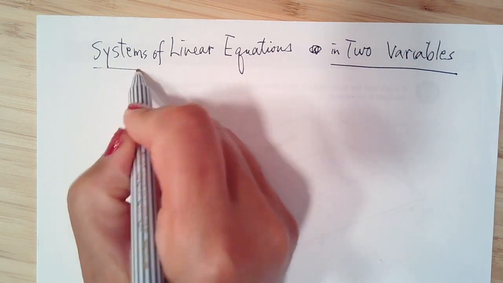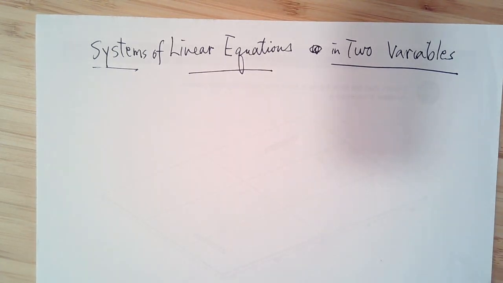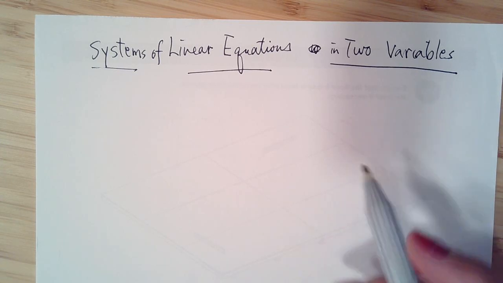So the system means system of linear equations. So a system will be formed by different equations. And usually if you have two variables, then you have two equations. That's most of the time. It will look like this.